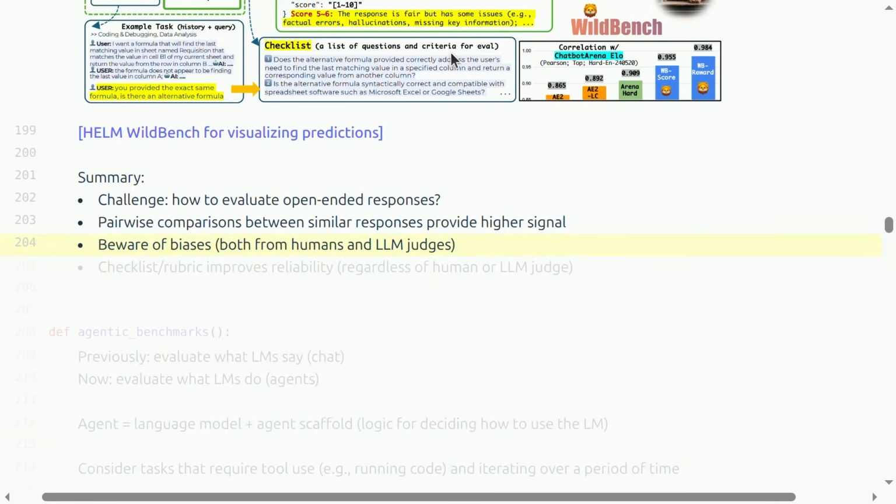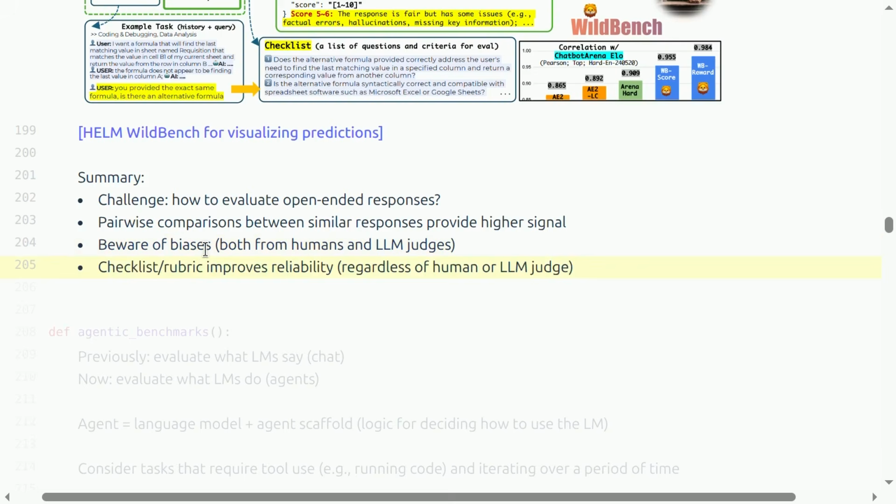One should always be aware of biases, both in terms of humans and LM judges. They have different biases, but nonetheless, that's something important to pay attention to. Perhaps the only thing you might be able to do is evaluate over multiple judges, humans and LMs, and if everything is saying your model is better, then maybe your model is better.